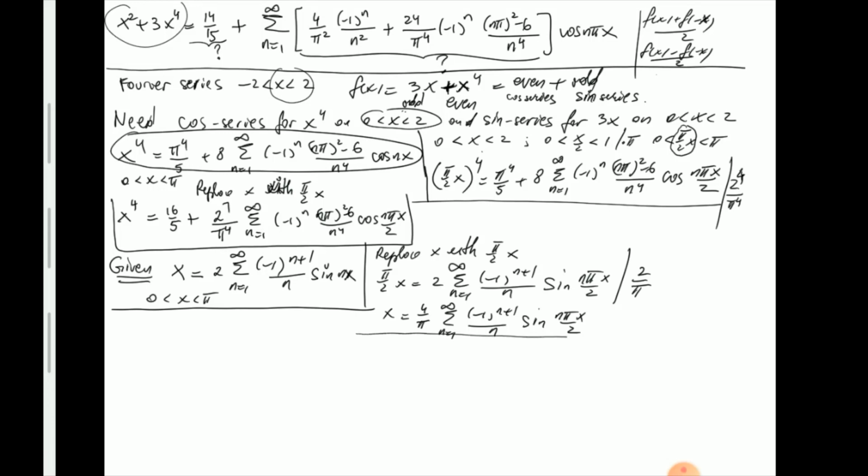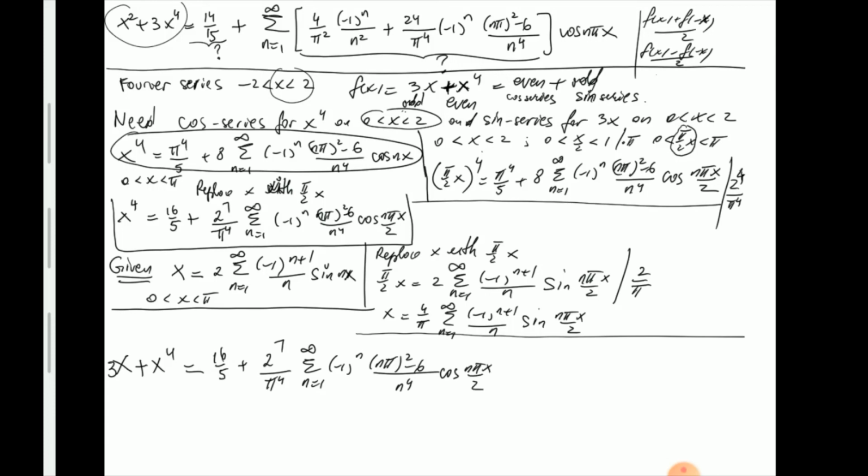And I'll put now everything together. So my original function, then what was it? 3x plus x to the fourth. Let's start with x to the fourth. 16 over 5 plus 2 to the 7 over pi to the fourth, summation of minus 1 to the n. That's the even part, and then plus the 3 times x, right? Because I have 3x here, so 3 times this series here becomes 3 times 4, that's 12 over pi. And the summation of minus 1 to the n plus 1 over n sine of n pi x over 2.